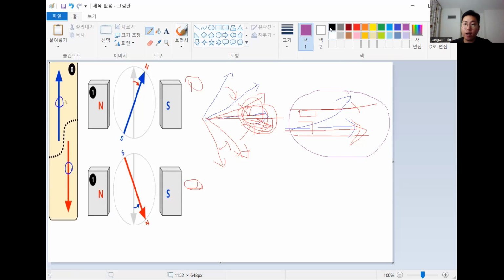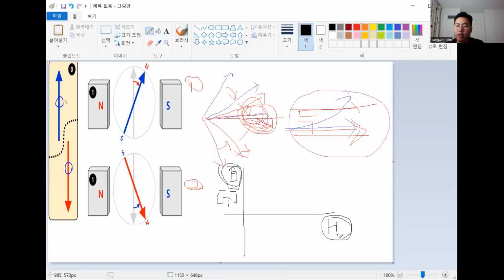Let's move on. I'll make a graph here, look at that. Here's H, and here's B. This is the internal magnetic flux density, and the unit is Tesla. And here's the outside magnetic magnitude, the unit is ampere per meter. We could just say this is current, same. So look at that.